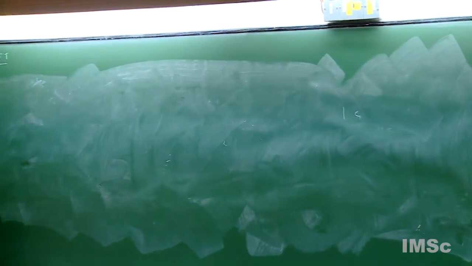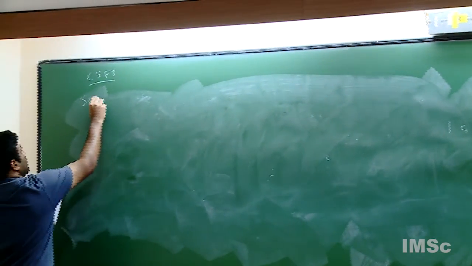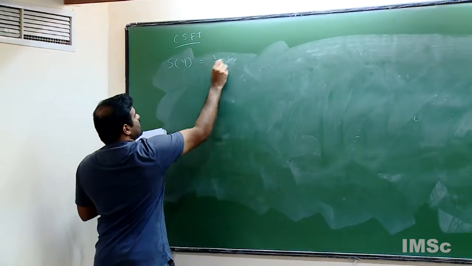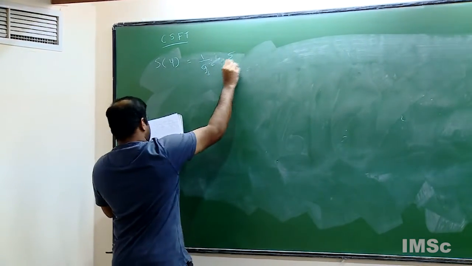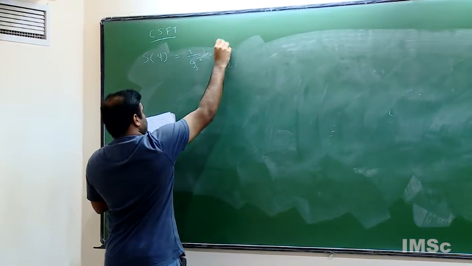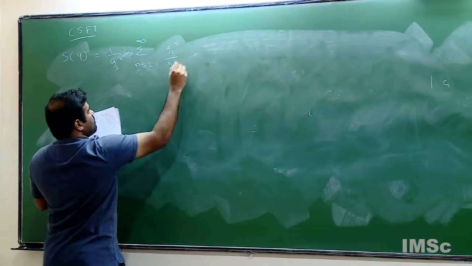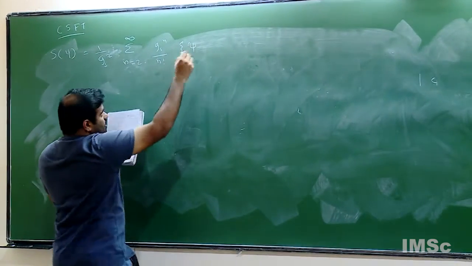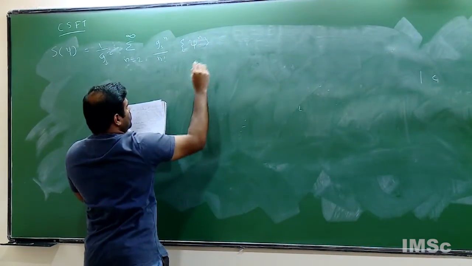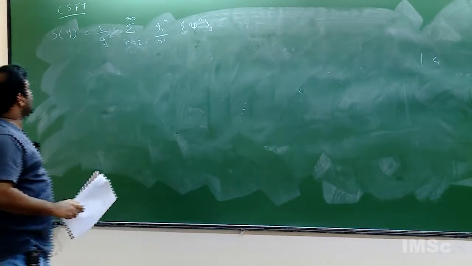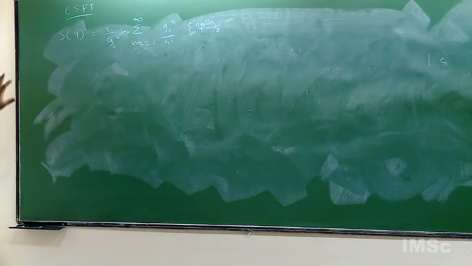And the string field theory action has a simple form. So at classical level, the master action has the form 1 by gs square, and then sum over n runs from 2 to infinity, gs raised to n divided by n factorial. Then you have to consider multilinear function associated with genus 0 Riemann surface with n number of string fields in it. And this is the string field theory action at the classical level.